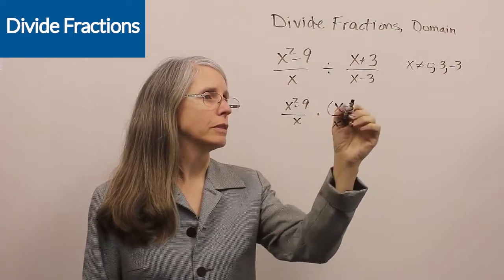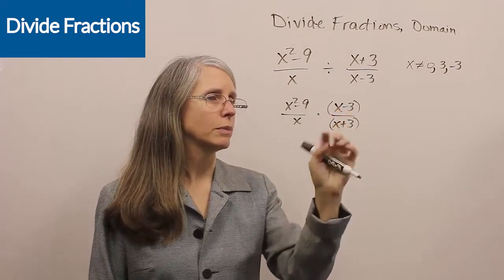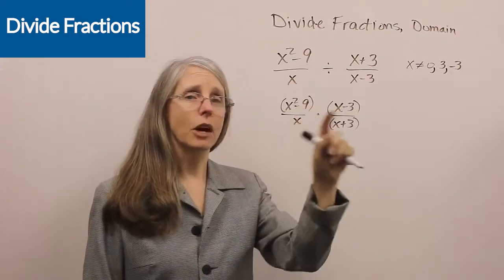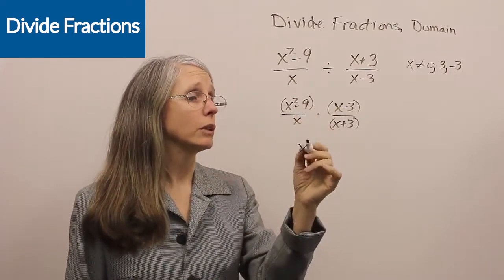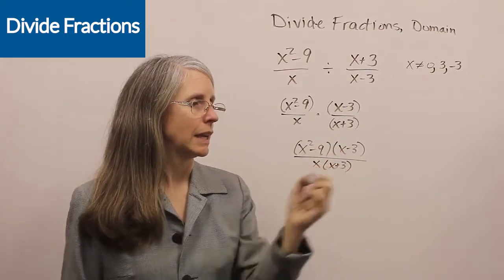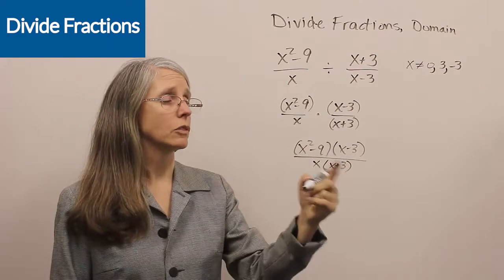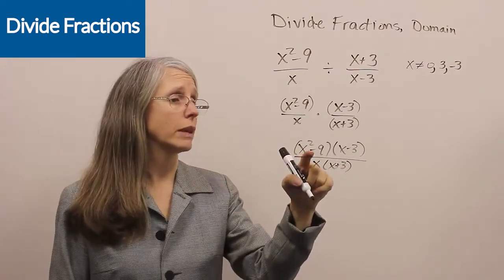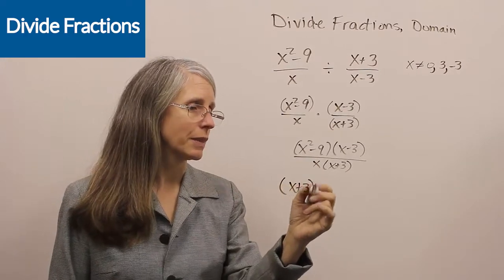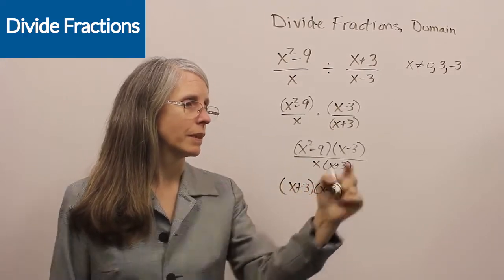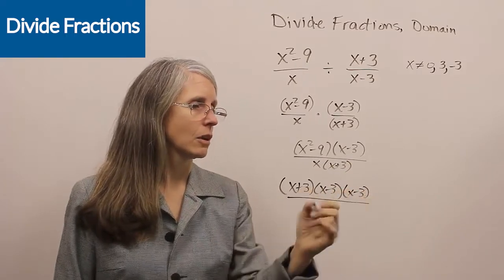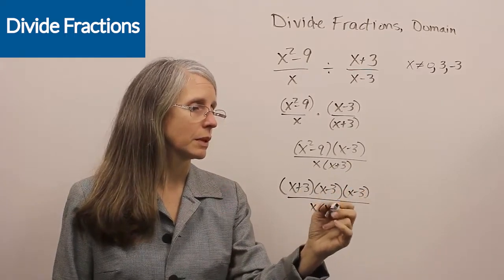We'll put parentheses around the terms because we're going to make those into factors. We multiply the tops and we multiply the bottoms, and we get... At this point, there's nothing that we can cancel, but we can factor. We have a difference of 2 squares here, so that factors into (x plus 3) times (x minus 3), and I have the (x minus 3) left, over x times (x minus 3).